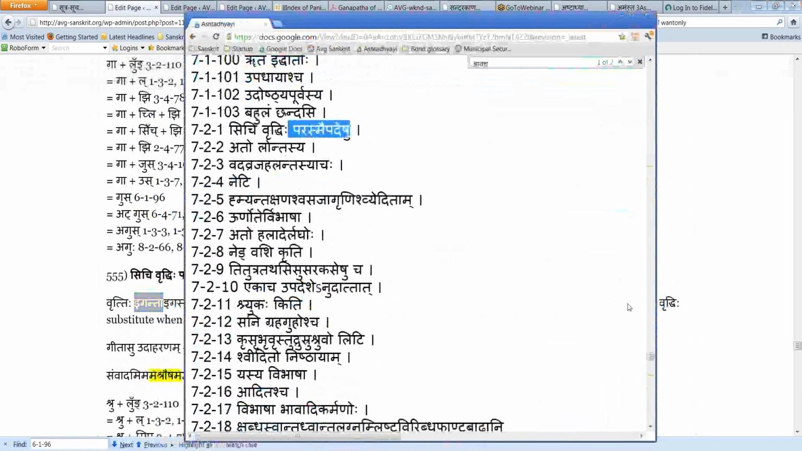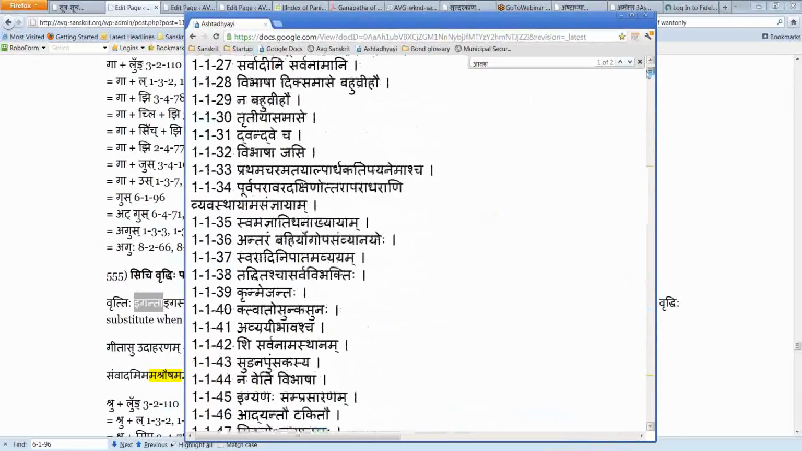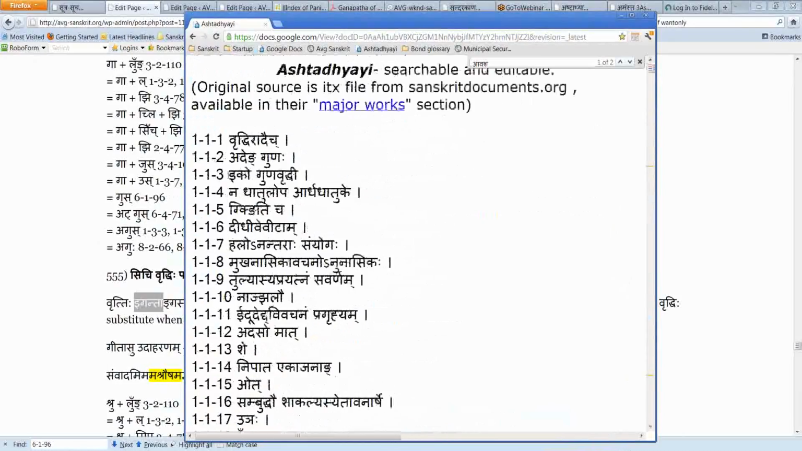Iko guna vriddhi. When Panini prescribes the operation guna or vriddhi using the word guna or vriddhi, then what it means is that the sthani is the ik. There is the paribhasha iko guna vriddhi, which comes in the very beginning of the Ashtadhyayi. Guna and vriddhi is in the dvitiya dvivachanam. So ikaha sthane eva guna vriddhi staha.